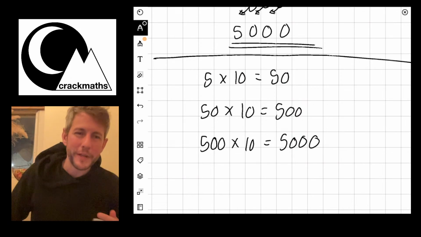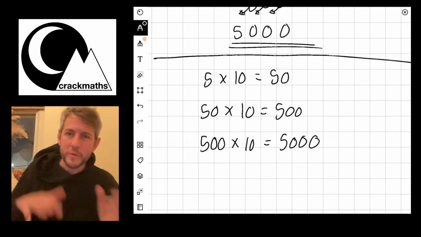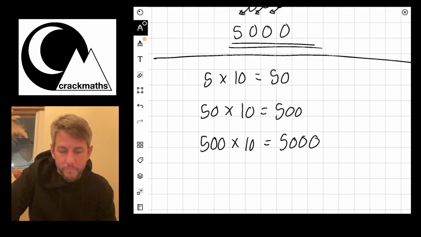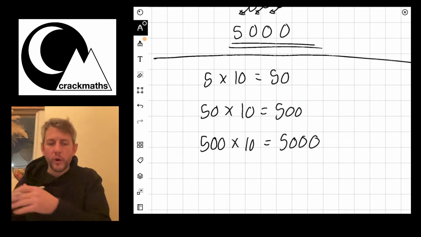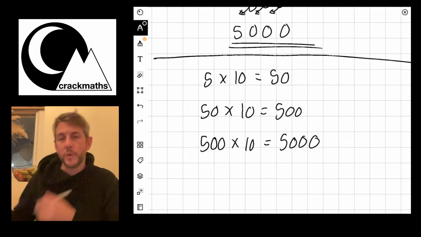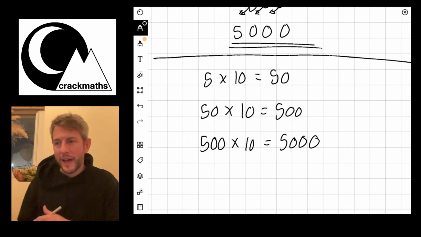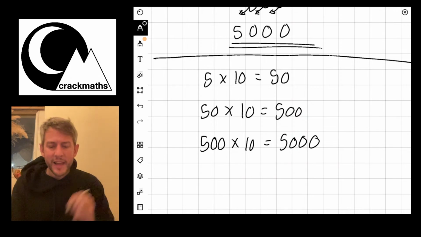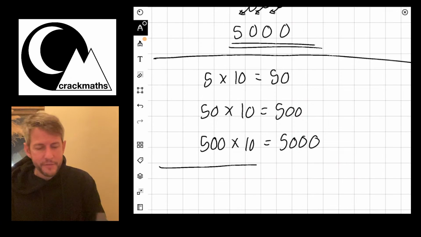But it's best not to think too much about that, because what we're actually doing is we're shifting the number. So every single time we times by 10, the number shifts up one column. So if it's a unit, it goes to a 10. If it's a 10, it goes to 100. If it's 100, it goes to 1,000. If it's 1,000, it goes to a 10,000. So let's have a look at a different number.